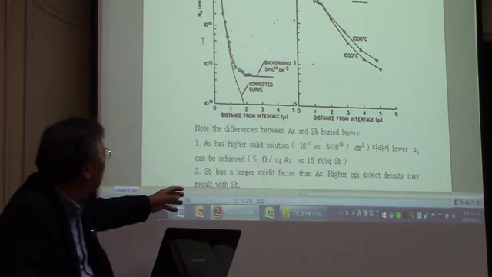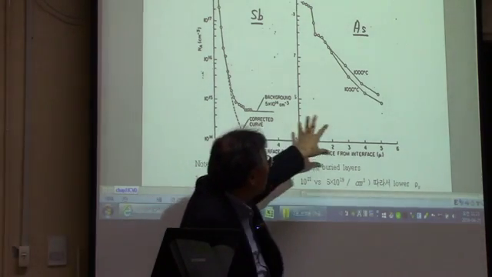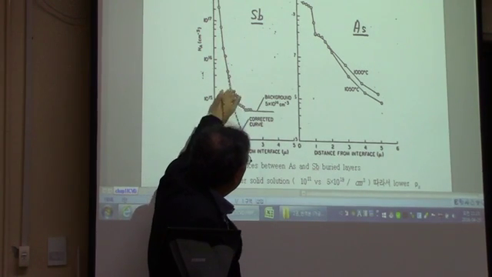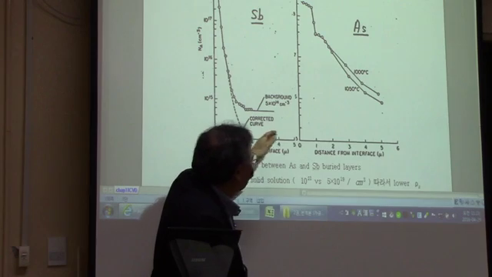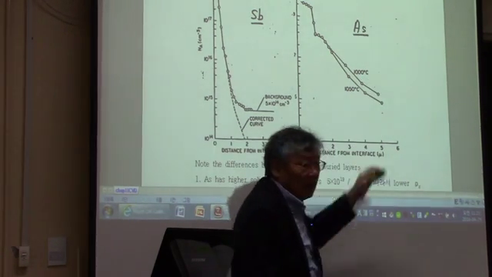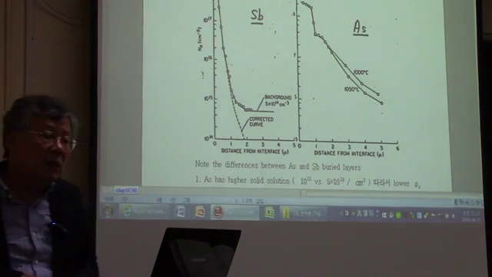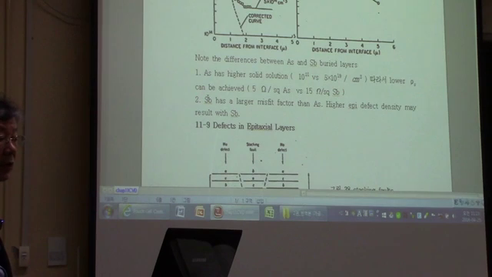See, this is the antimony, and this is arsenic. You see, in the antimony, you have a very low deviation from the ideal curve, but in the arsenic case, you have a significant amount of enhancement in doping in your epi layer, because arsenic has a higher vapor pressure.